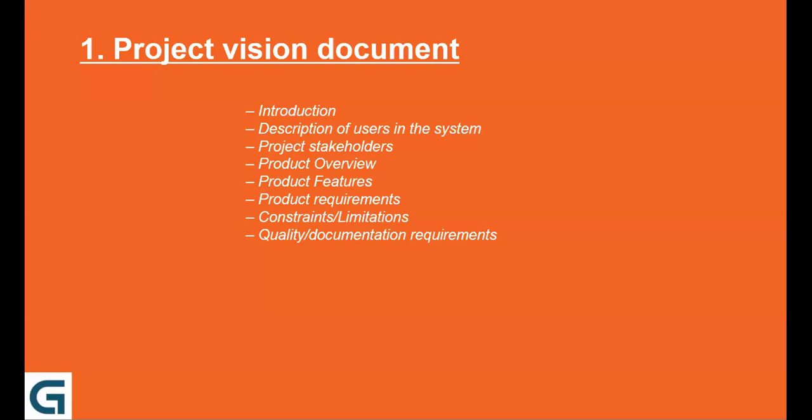We were discussing the project vision document earlier, and I told you that this is with respect to what the project will look like or what the future of this project is. So can someone read out the elements mentioned here and we can understand them? Project vision document, introduction. Description of users in the system. Project stakeholders. Product overview. Project features. Product requirements.